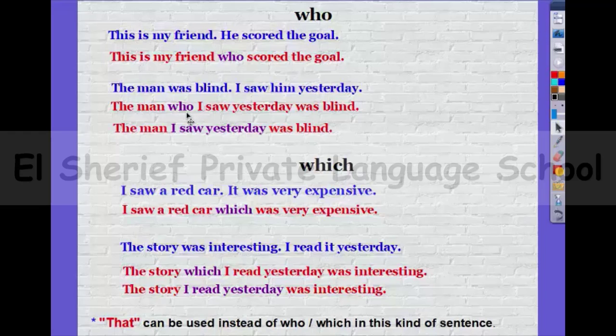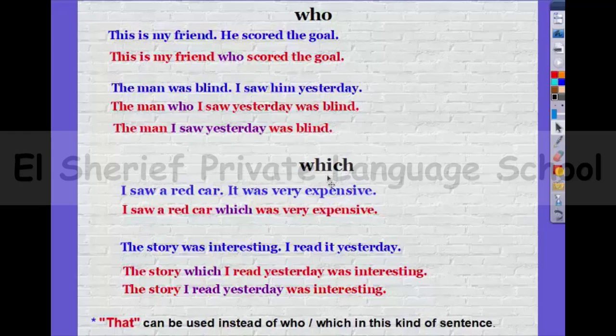So in this case we can drop this relative pronoun who. So pay attention to this piece of information. If the relative pronoun is the object of the relative clause, we can drop it. And this also applies to the relative pronoun which as well. Okay? Let's move on and talk about the relative pronoun which.